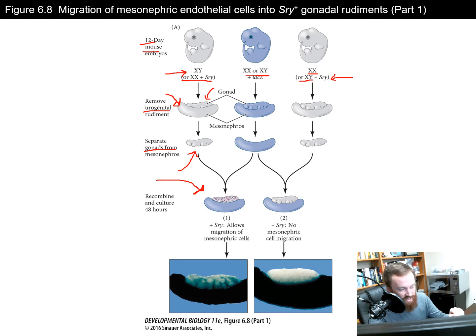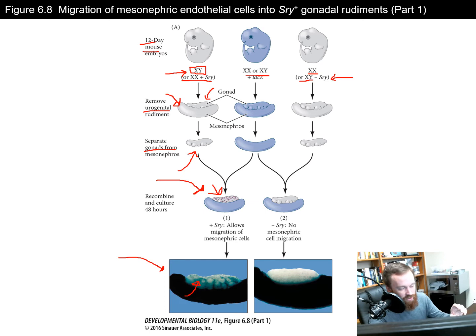And they saw that if you have SRY, so in this case, the XY male has SRY, or the XX where we've added SRY, we see that migration. And if you look at the actual stained experiment, we can physically see that these cells have migrated because they're stained blue to begin with. As they move into the gonad tissue, which is normally not blue because we didn't stain it, it starts to take on this blue color.